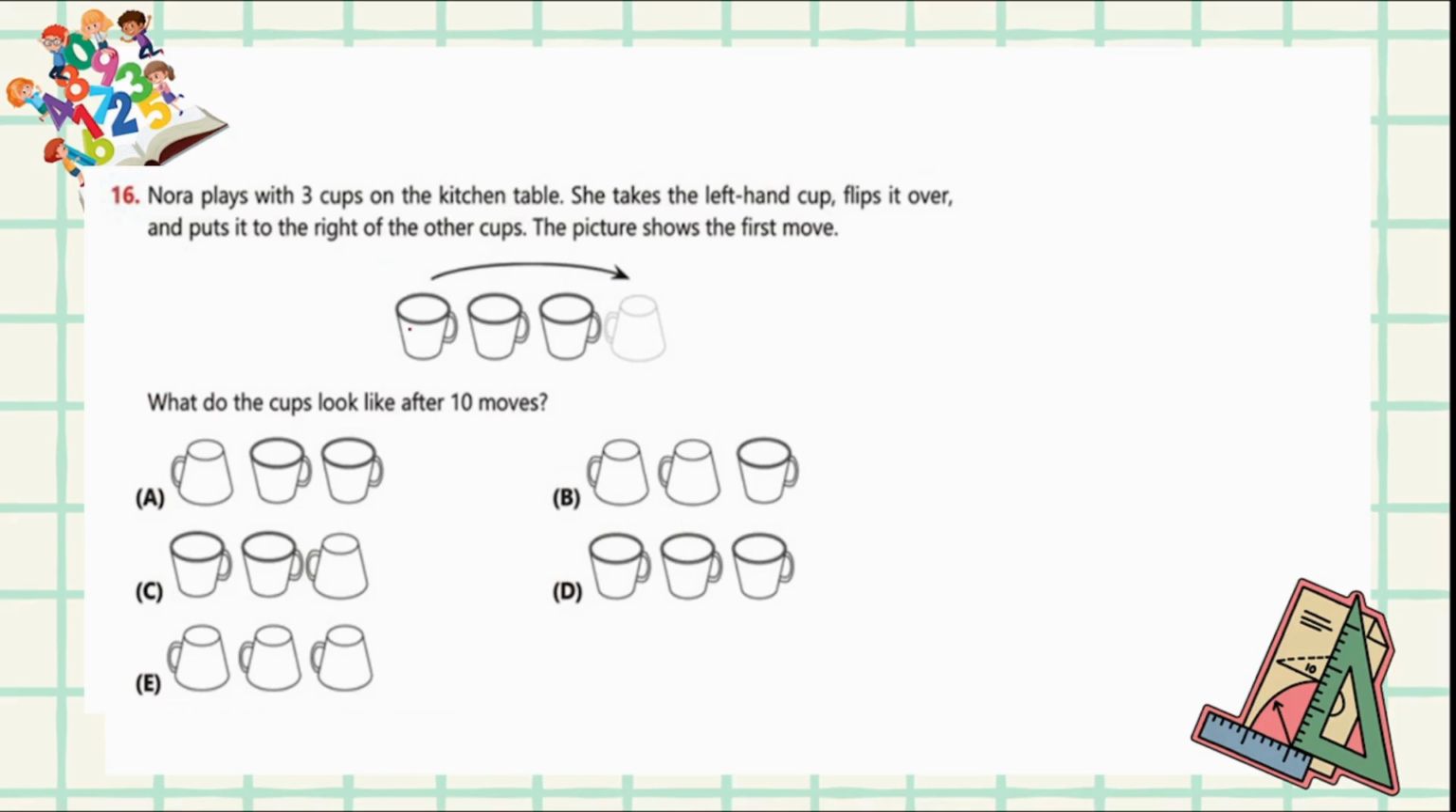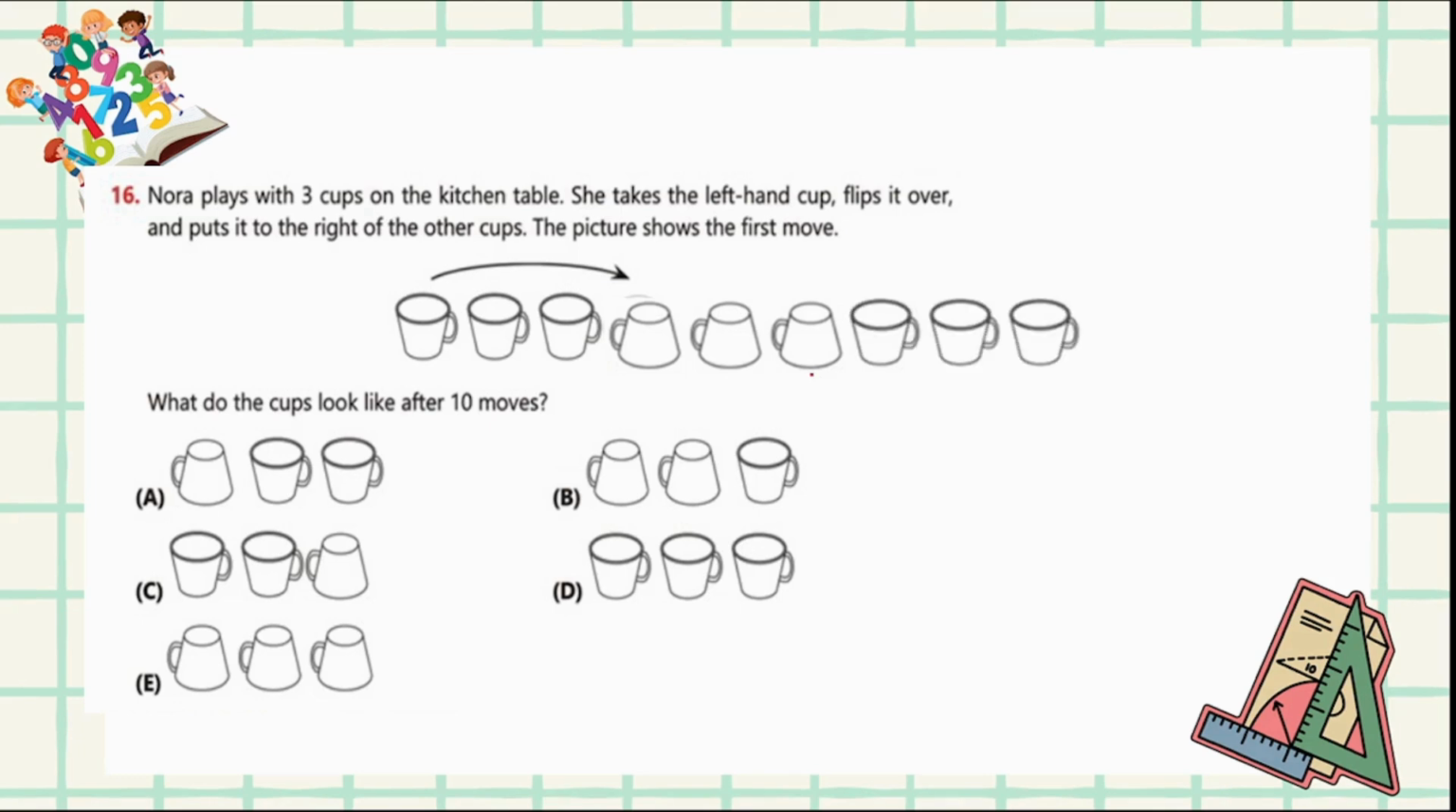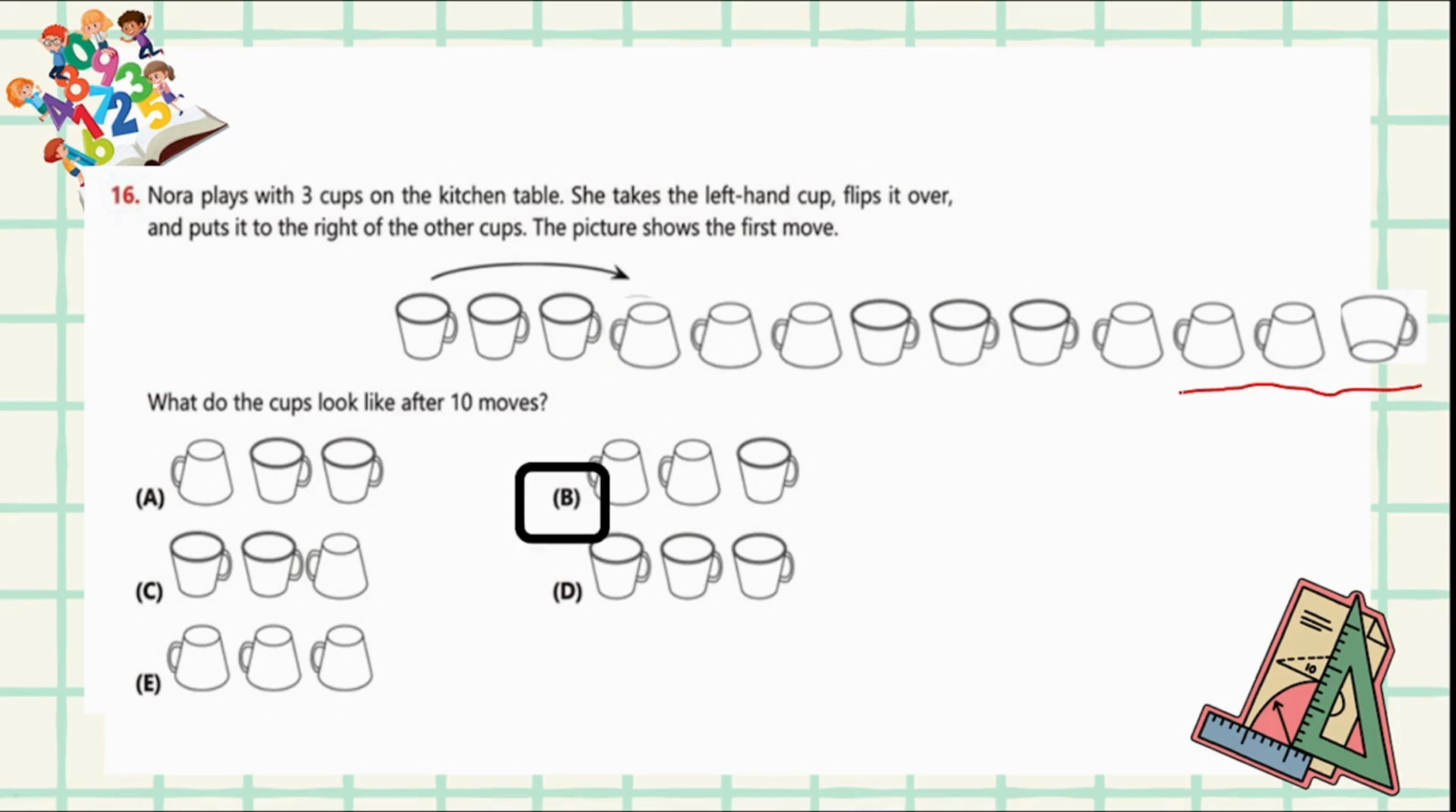So at the first move, she just flipped the cup, and after 3 moves, the position of the cups will be like that. Then she will take 3 more moves, and at the 10th move, the position of the 3 cups is equal to our option B.